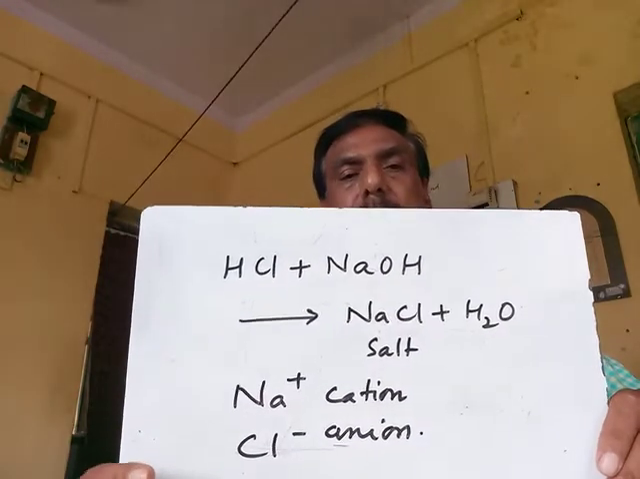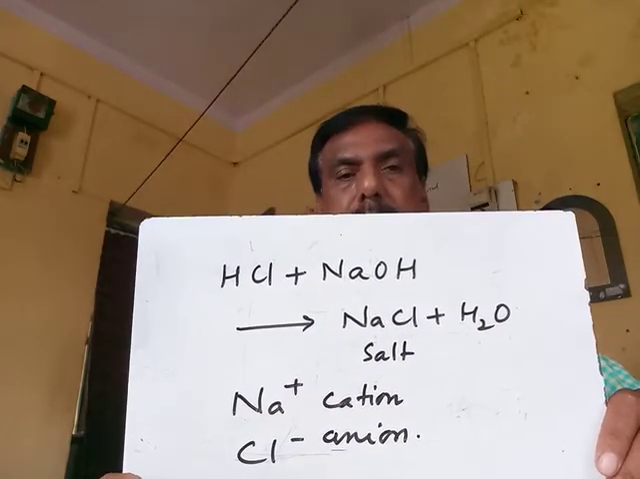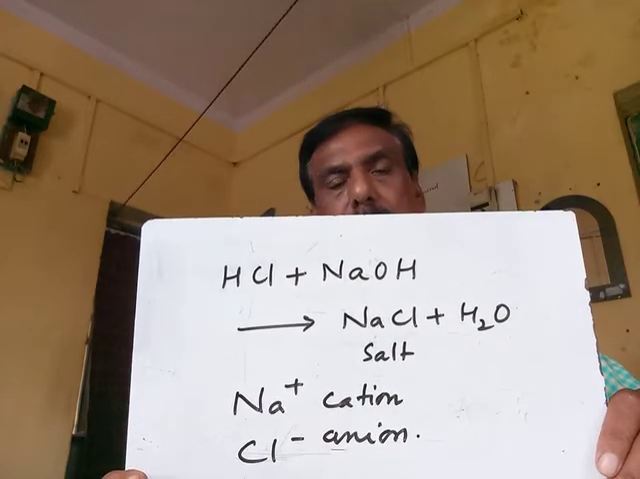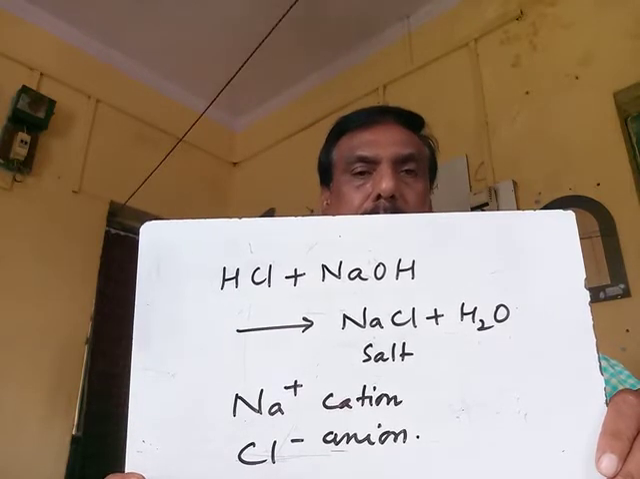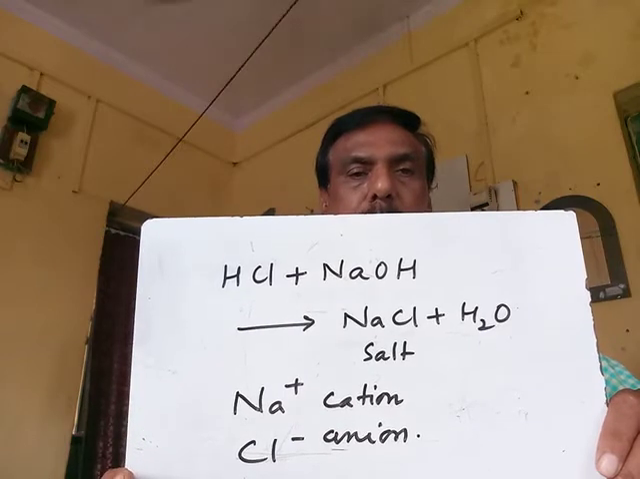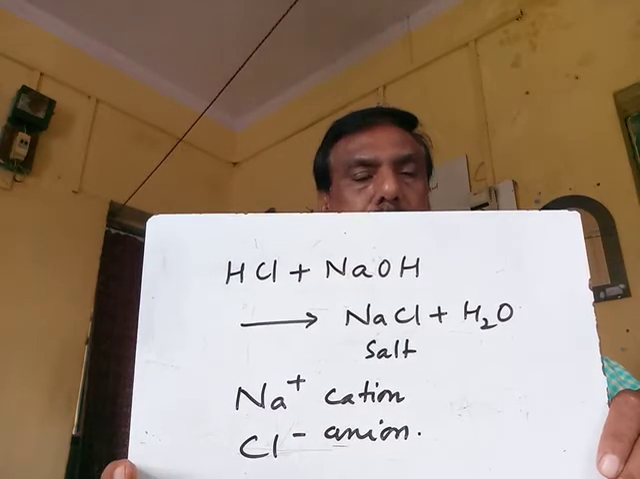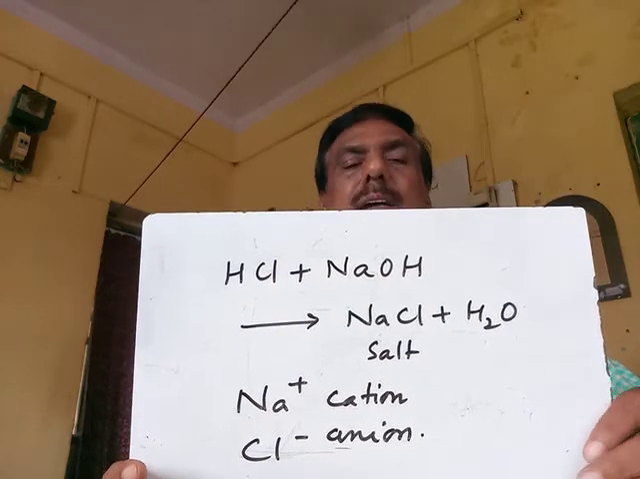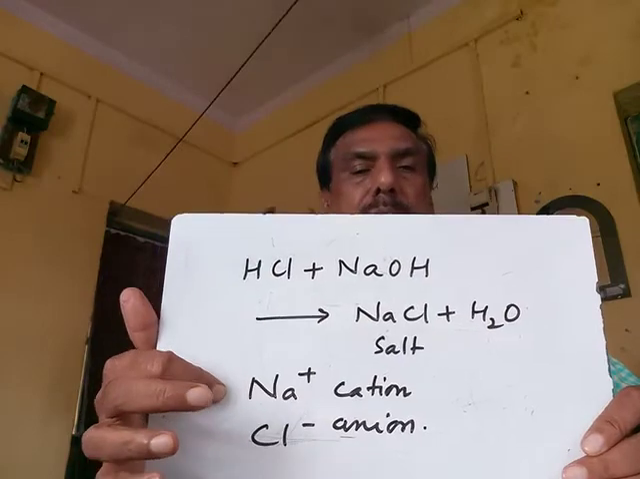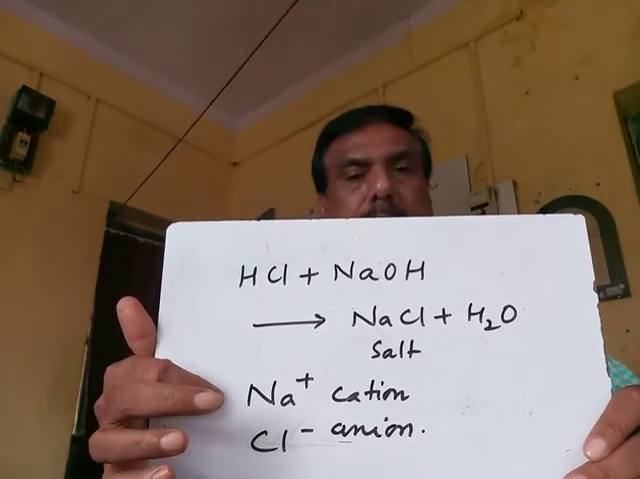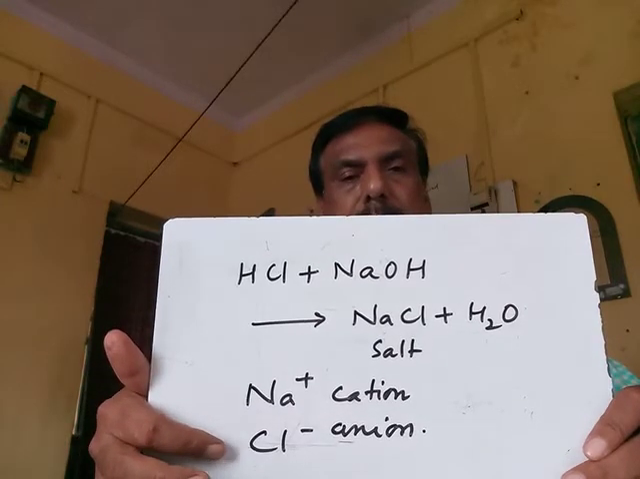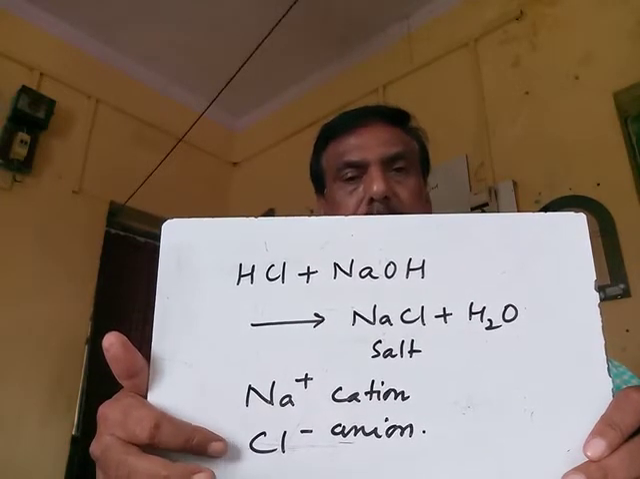You see that HCl, this is an acid, and NaOH, this is a base. This is a strong acid and a strong base. When they react together, that makes sodium chloride, NaCl, and water, H2O. It is a balanced equation. The salt contains the cation, meaning positive radical, and this has come from the base, and this is anion. It has come from the acid.